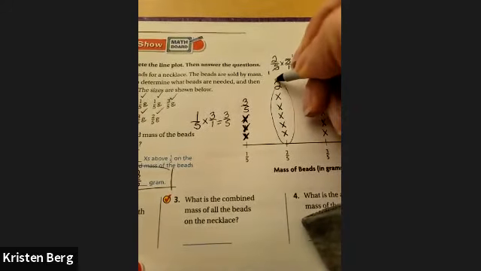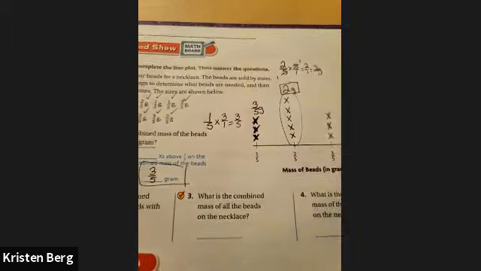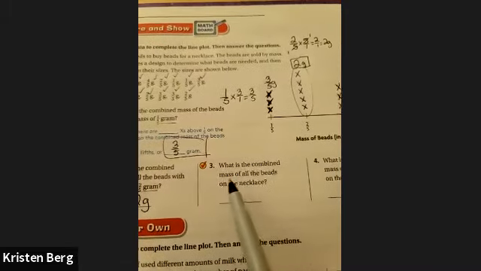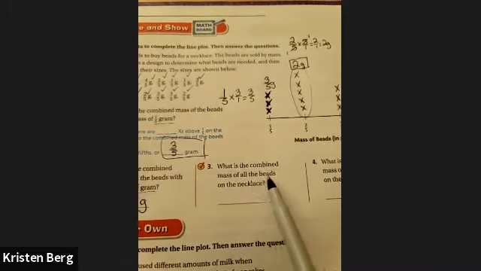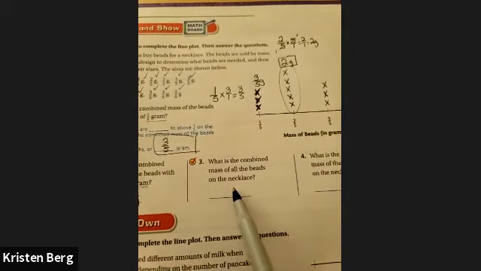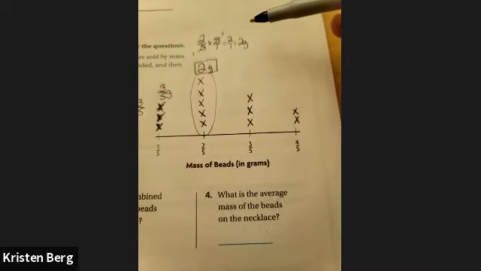So this one is just 2 whole grams. This one was 3/5 of a gram. Okay, now we're going to go on to the next. It says, what is the combined mass of all the beads on the necklace? So now what you are going to do is keep on going with the rest of these. Let's figure out what this comes out to be.